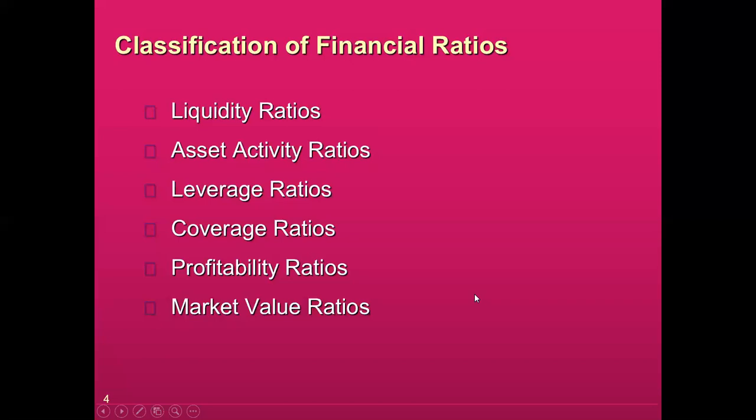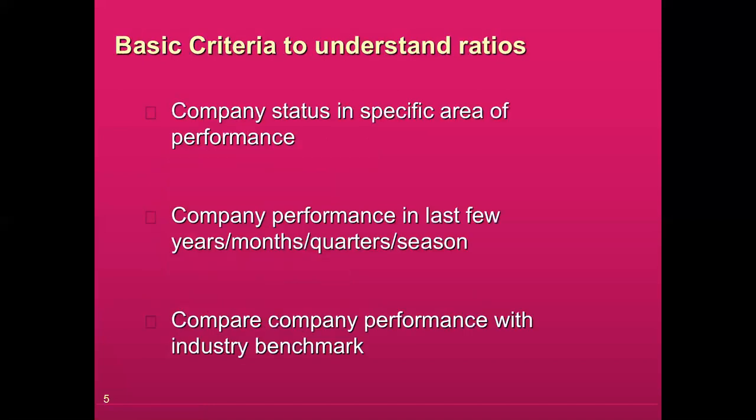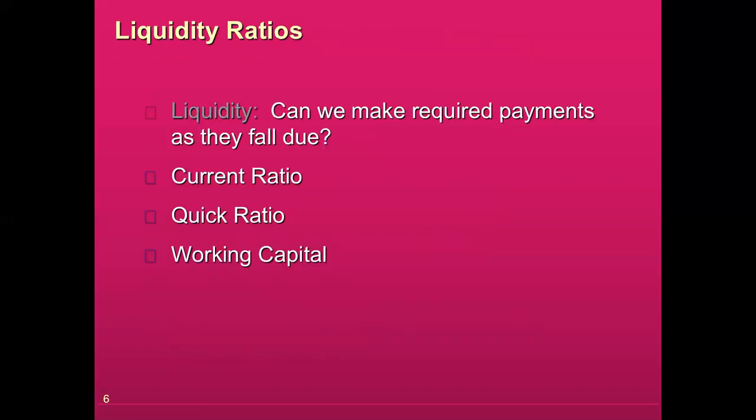So there are two ways to apply these ratios. First, you should understand the broader range, and then within the range what ratios might be used to calculate different indicators. When you understand the ratio, it is possible that you can apply and check the company specific performance, and you can compare company performance in last years, months, etc., and you can also compare company performance with the industry benchmark.